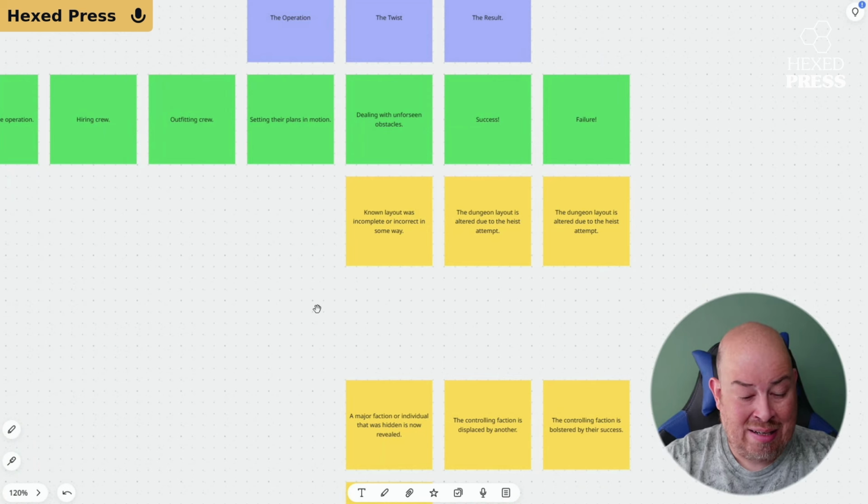So they might get in following their little map fragment, thinking they're going to get where they need to go. Suddenly, something's not right. So that creates an obstacle that they need to overcome.